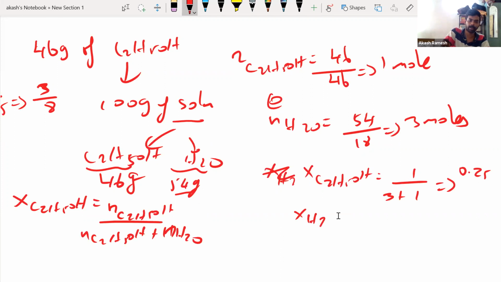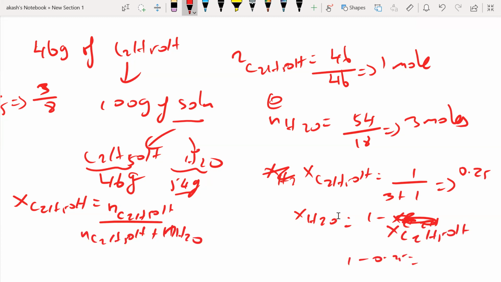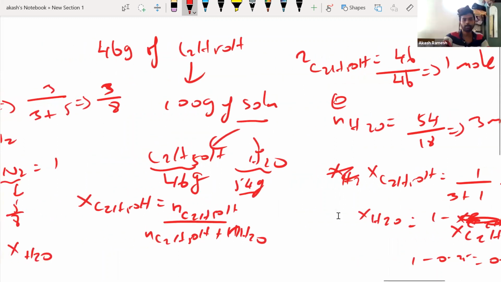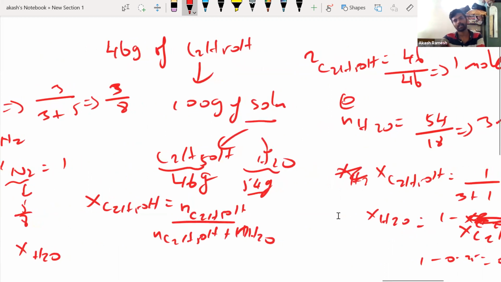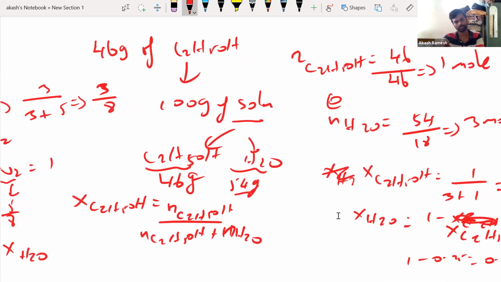And I have to calculate mole fraction of H2O. Again, you don't have to calculate like this. You can write 1 minus mole fraction of C2H5OH. Right? So that will be 1 minus 0.25, which will be 0.75. That's it. Very simple. Okay. Got it, sir. Very good. There is no need to get confused with number of moles and grams. All you have to use is number of moles here for mole fraction.